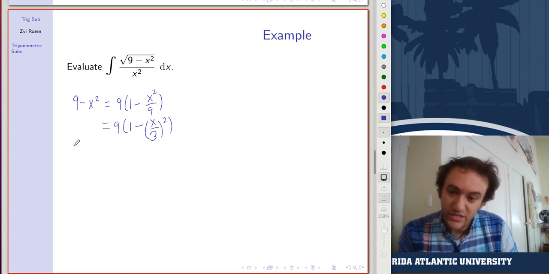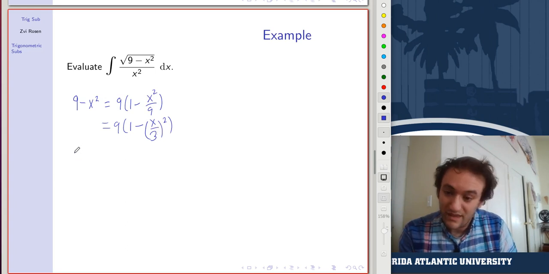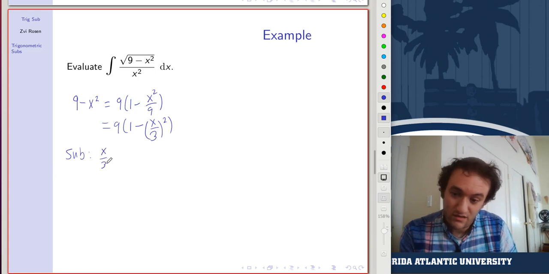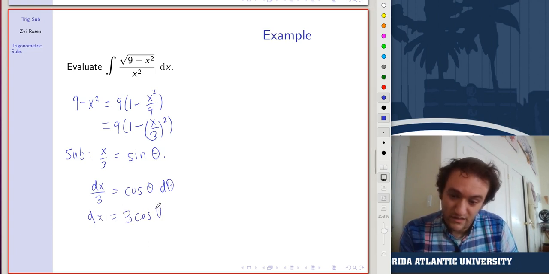So looking at this expression, I know that this is a 1 minus a square, so I want this to turn into sine squared. So I make the substitution x over 3 equals sine theta. Given this substitution, we have dx over 3 equals cosine theta d theta. Equivalently, dx equals 3 cos theta d theta.